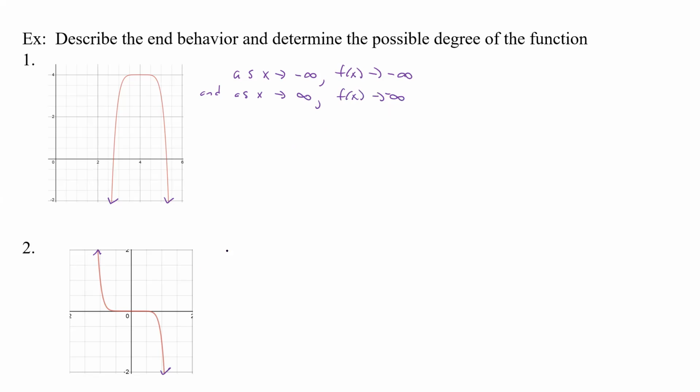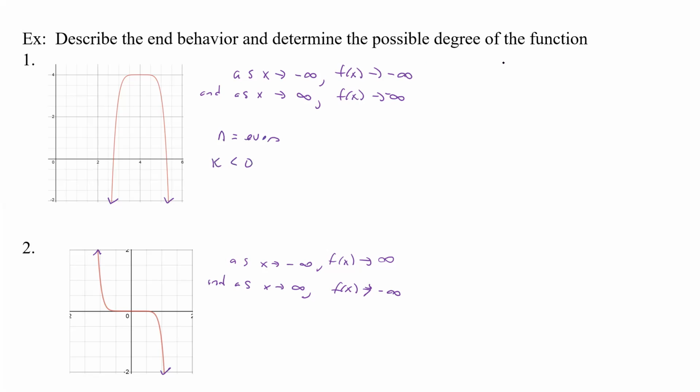Okay. Now this one, let's do this and then we'll do the degree next. Well, this one, as x goes to negative infinity, f of x goes to positive infinity. And as x goes to positive infinity, f of x goes to negative infinity because it's going down. All right. Now, what do we know about this one? Well, if we think about it, n is even and k is less than 0.